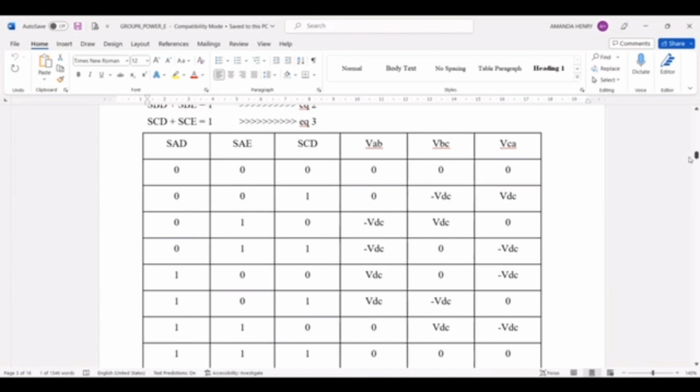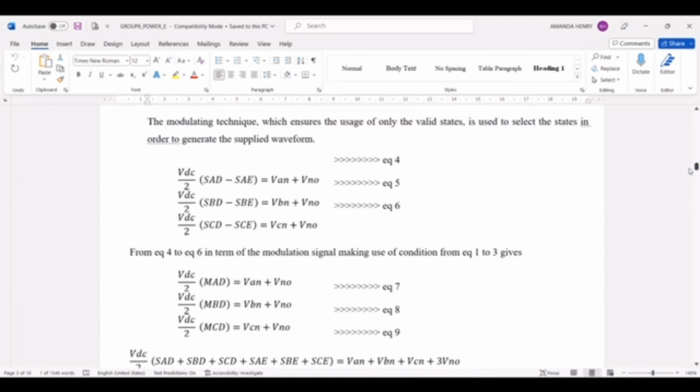The resulting AC output line voltages are therefore made out of the discrete voltage values negative VDC, 0, and positive VDC. The modulating technique, which ensures the instance of only the valid states, is used to select the state in order to generate the supply waveform.